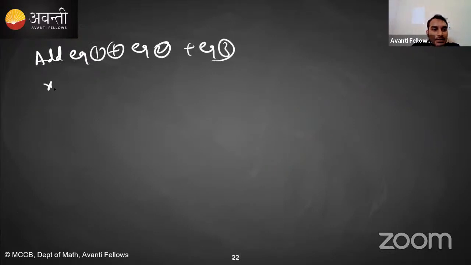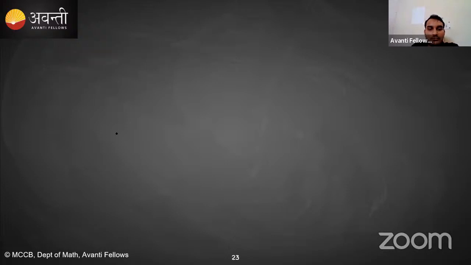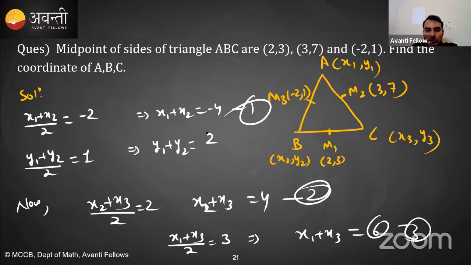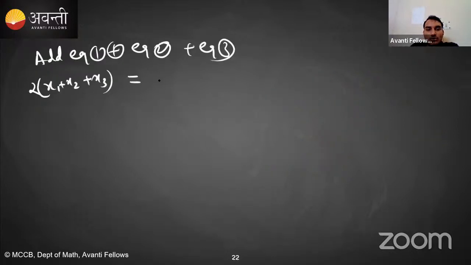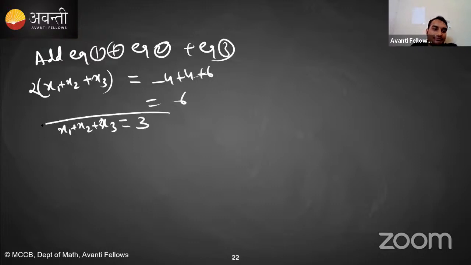What will you get? x1 plus x2 plus x3 two times, right? 2x1 plus 2x2 plus 2x3, which is x1 plus x2, plus x2 plus x3, plus x1 plus x3. Adding the right-hand side, minus 4 plus 4 plus 6, which is 6. So x1 plus x2 plus x3 is how much? 3, right? So use equation 1.